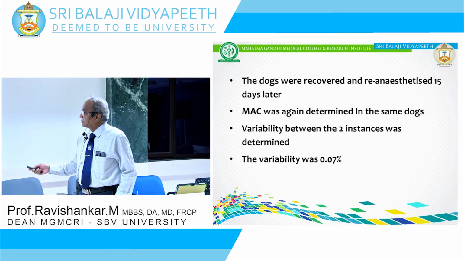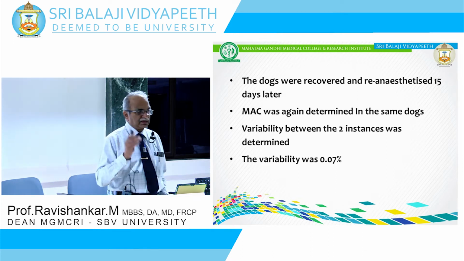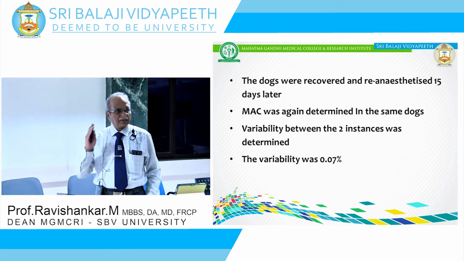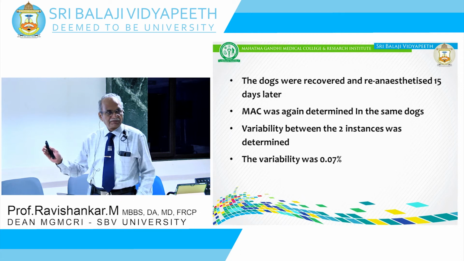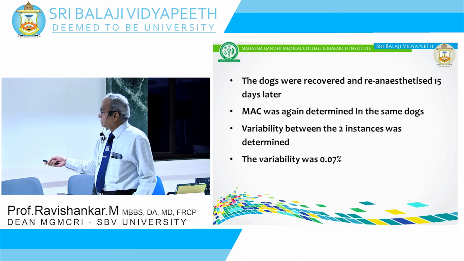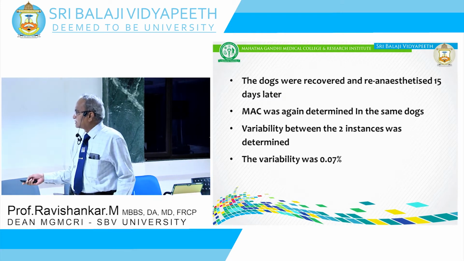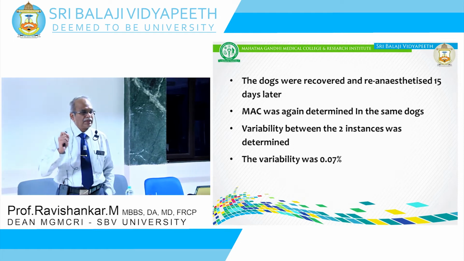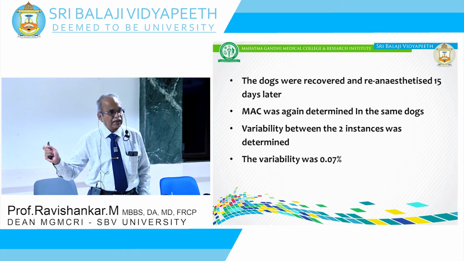So what they did, the dogs recovered. After 15 days, they re-anesthetized the same dogs and re-estimated the MAC in them again. So it becomes a control as well as the testing dogs. They served as their own control. So MAC was again determined in the same dogs, and the variability between the two instances was determined. The variability is 0.07%. So they could reproduce the result that they found the first time at the second time in the same dog.